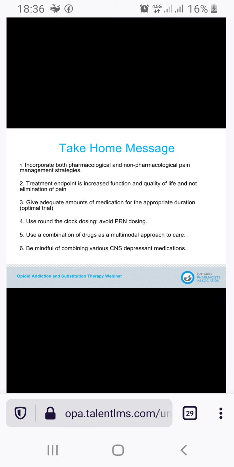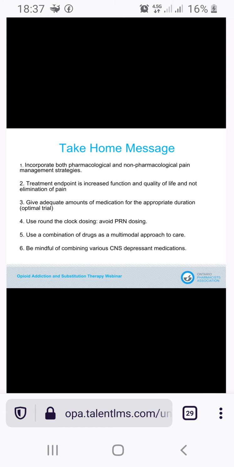So a couple of take-home messages before I talk about resources. It's very key. We talked a lot about pharmacologicals. That's because as pharmacists, that's our main bread and butter and our value add. But I think it's also important as pharmacists to understand the non-pharmacological points of pain management. We want to treat to increase function and quality of life and not elimination of pain. So really important to realign expectation with the patient that we're here to manage your pain, not to take away all your pain. Give enough medications for an appropriate duration, so an optimal trial is key.